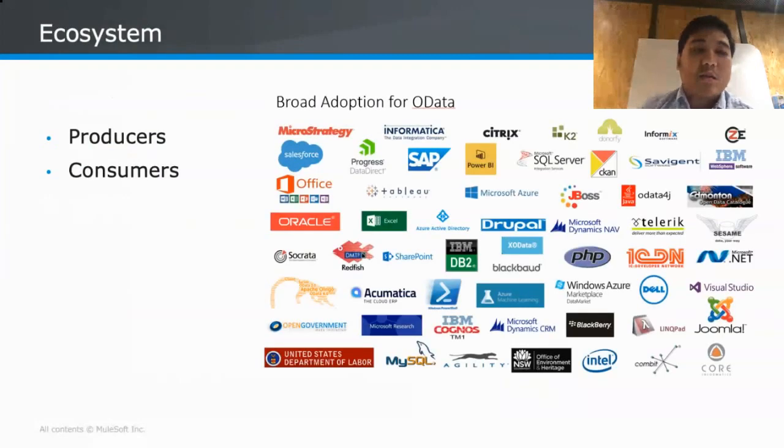Next. So in an OData ecosystem, there are two kinds of OData services. It may either be an OData producer or an OData consumer. Now, producers are basically services that expose their data using the OData protocol. It serves as a gateway for those data sources.